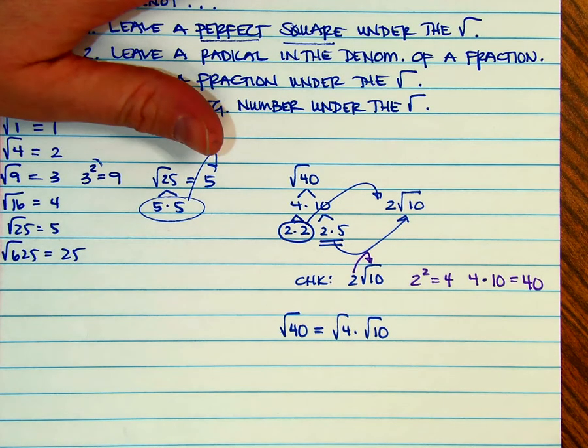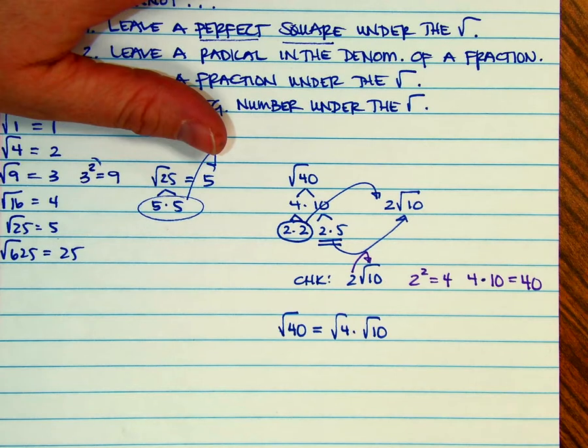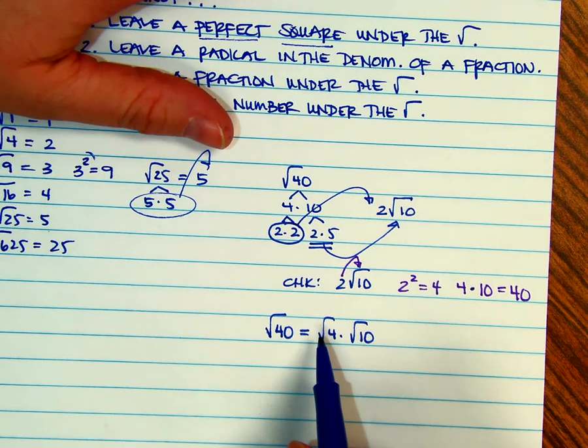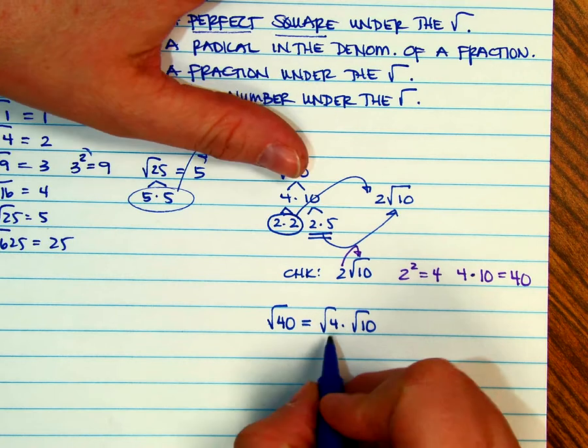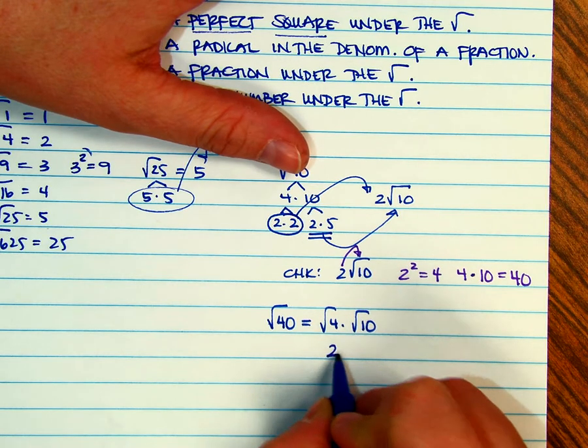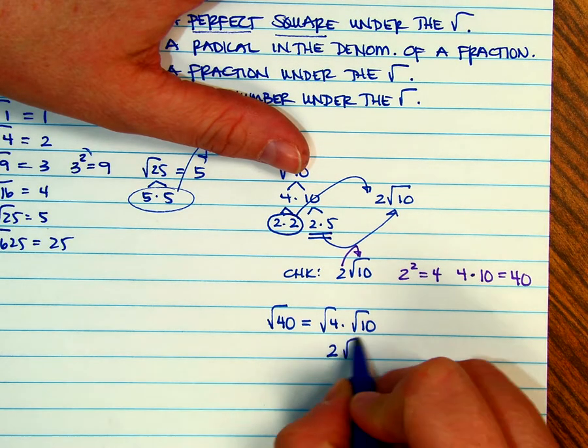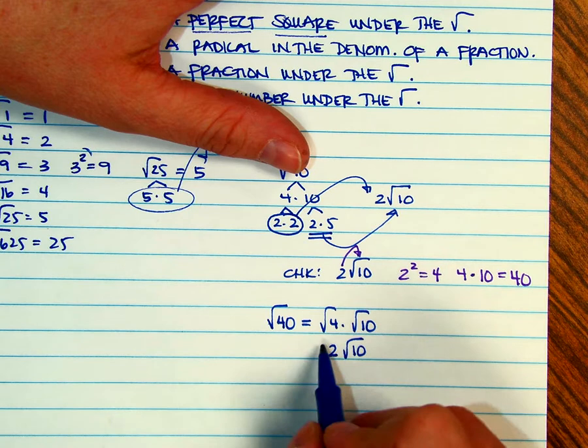So, the square root of 40 is the same thing as the square root of 4 times the square root of 10. I picked 4 because it is a perfect square, so that gives me 2. And the square root of 10 has nothing, so it's 2 radical 10.